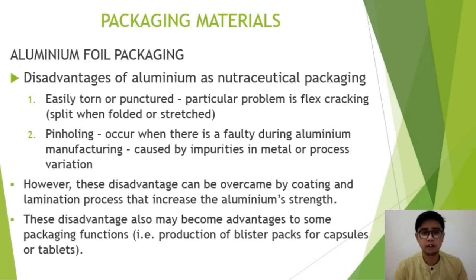There are a few disadvantages of aluminum foil packaging. The first one is it is easily torn and punctured. The particular problem is also known as flex cracking, in which it is easily split when folded or stretched. But this particular disadvantage can be overcome by coating and lamination process that is able to increase its strength.